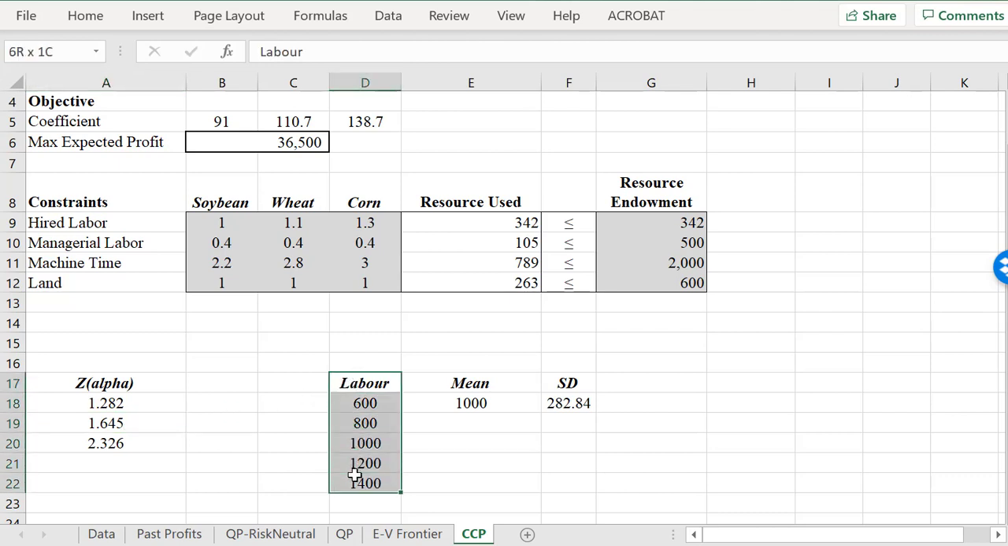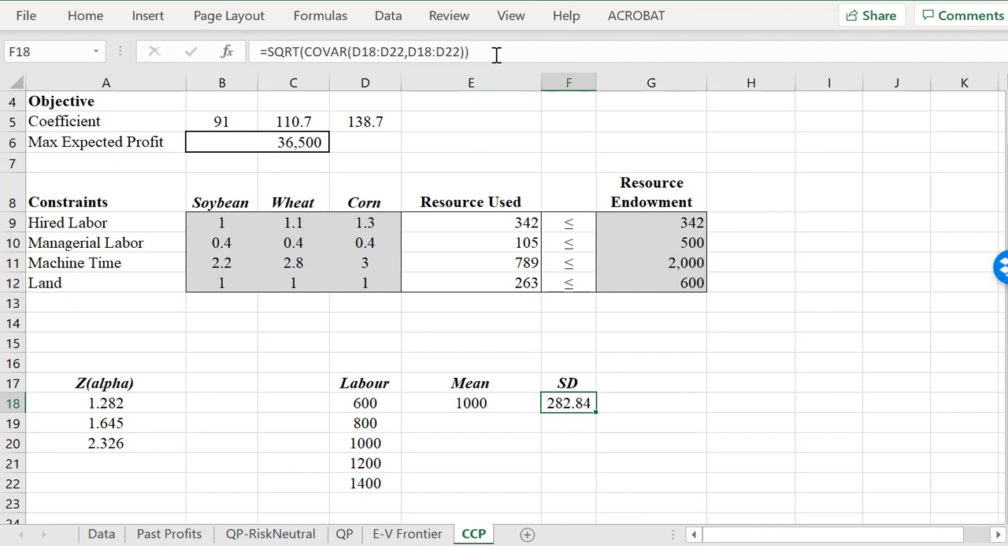And then in the example, we're given that there are 5 possibilities of labor availability, and we can calculate the mean. Here you can see I just use the formula, which is the average of those 5 cells. And this is the standard deviation. You can calculate this number by hand, just like what I showed you in the slide. We said it was 283 in the slides.